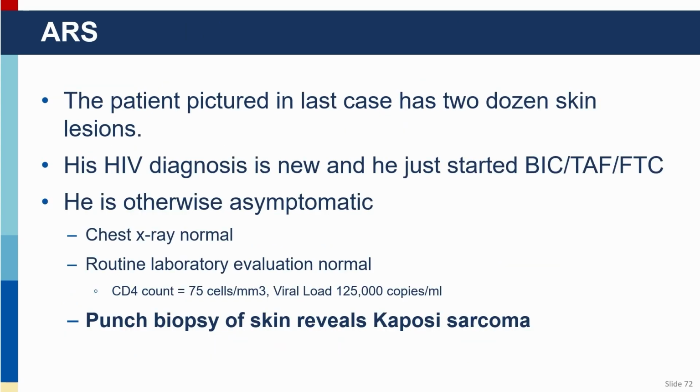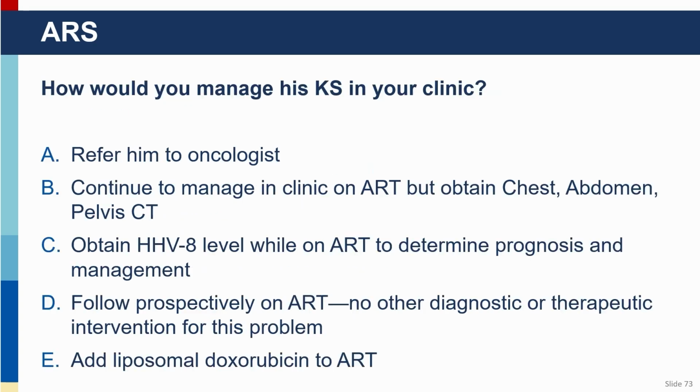So here's another question, then we'll say something else about the pathology. The patient pictured in the last case has 24 skin lesions. The HIV diagnosis is new and they just started antiretroviral therapy, otherwise asymptomatic, and after listening to Dr. Sax, the doctor looked at the mucosa and there was nothing in the mucosa. The chest x-ray is normal, the routine labs are normal, and a punch biopsy reveals KS. So how would you manage this in your clinic?